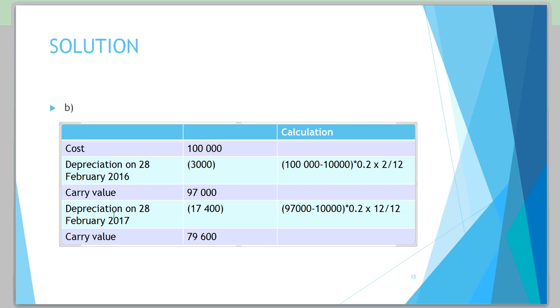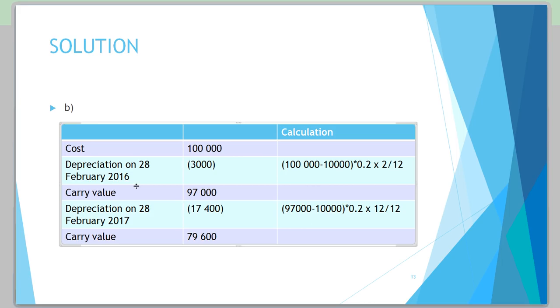Then we need to calculate depreciation on 28 February, and this is now where your reducing balance method differs. Now you start with your carry value. So you take the carry value of 97,000, you still less the 10,000 because that's the residual value. You times by 20% and then you've used it for an entire year, so it should be times by 12 over 12 months, or by 1. That leaves you with the depreciation of 17,400.